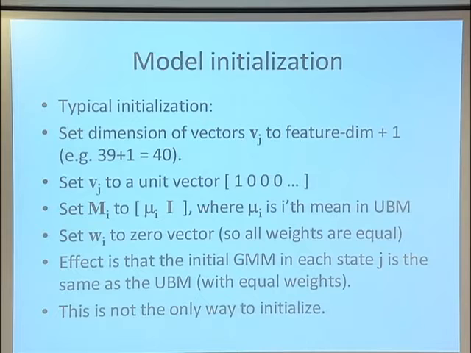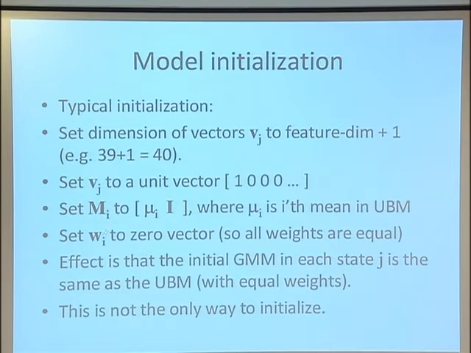So you want to initialize your model in a sensible way. This is the way that we've been using. There are many ways you can do it. You can use PCA, you can use random initialization and iterate. But this is a reasonable thing. You set the dimension of these vectors Vj, that is the dimension of your subspace, to be the same as the feature dimension plus 1, for instance 40. And then you set each of these V vectors, on the first iteration, to just be a unit vector with a 1 in the first dimension. The reason for that 1 is that on the first iteration you want the projected means to correspond to the means in your UBM, just so that you have reasonable alignments to start with.